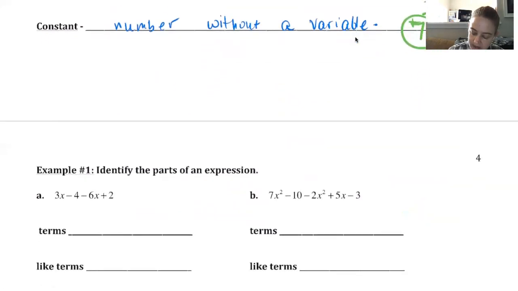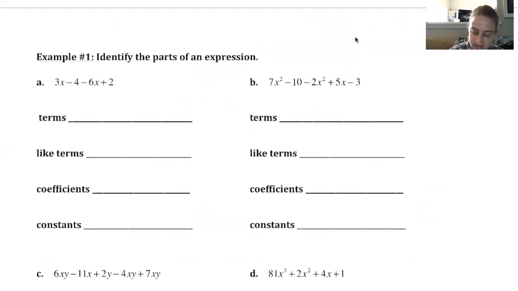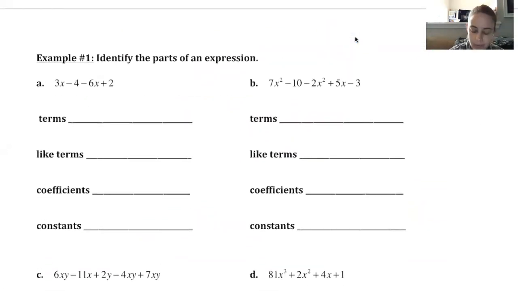Now, the next page has a whole bunch of these. I'm going to do one of them together, but we're not going to do the rest. I don't think it's necessary. There are, in example A, 4 terms. The like terms that I have are the ones that are the same, so a 3x and a -6x. My coefficients are the numbers that are in front of the x's, so it's a 3 and a -6.